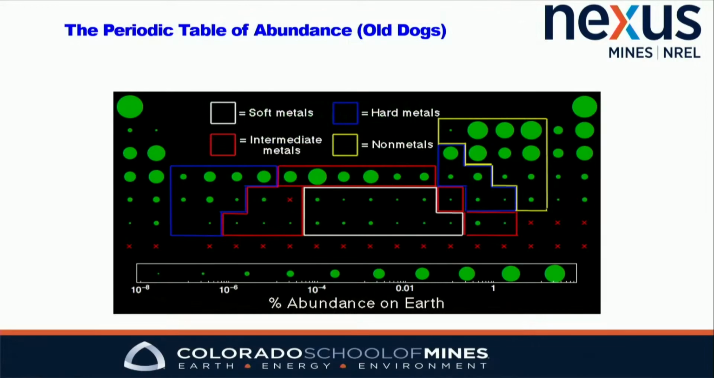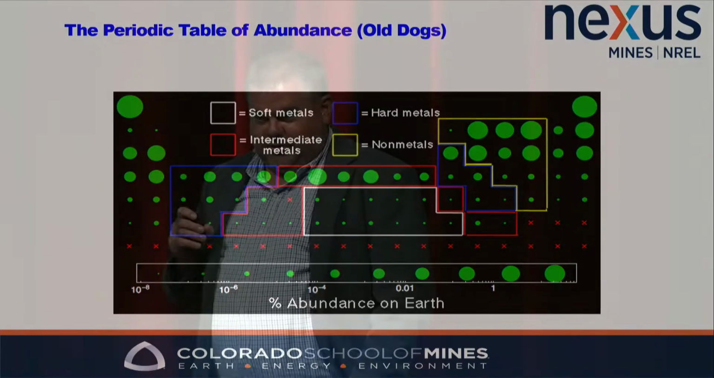This is my periodic table of natural abundance. The things in the big green circles are things that we have a lot of. The things that are in the small circles are things we don't have very much of. And paradoxically, most of the things that are really good for renewable energy technologies are unfortunately these things at the bottom of the D block.